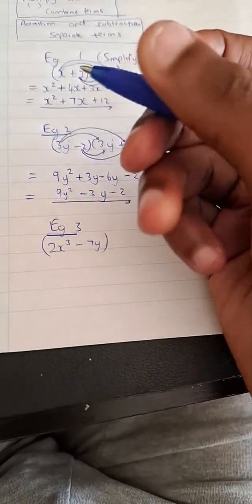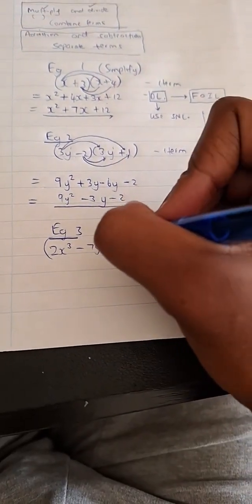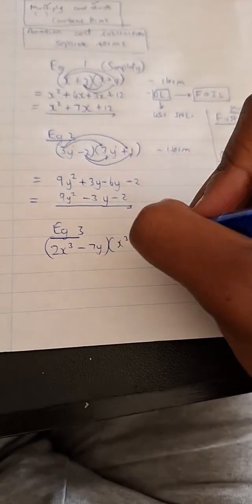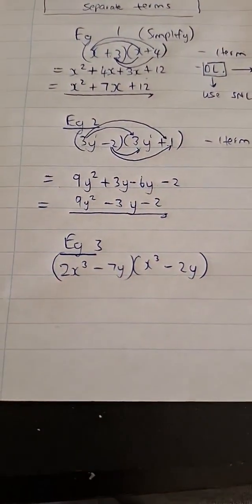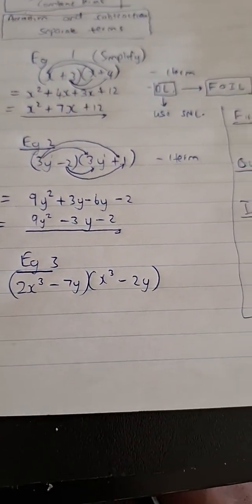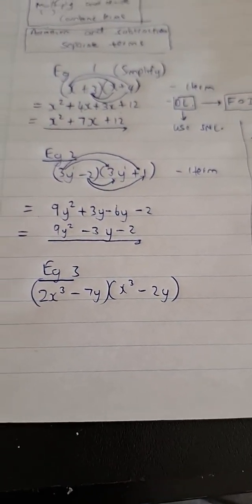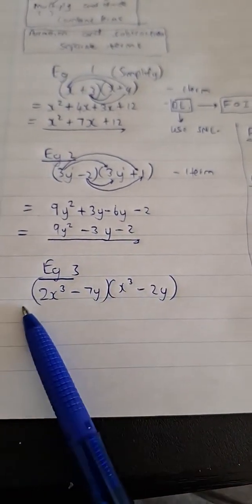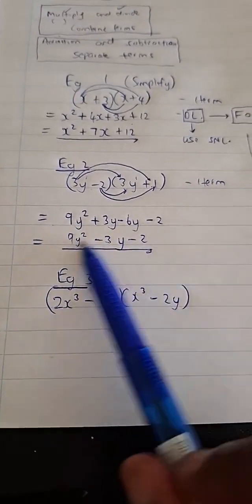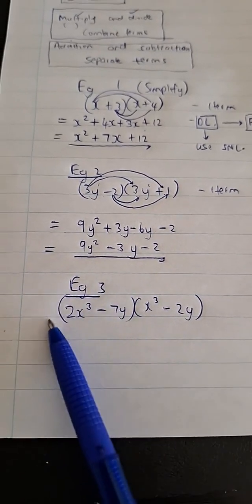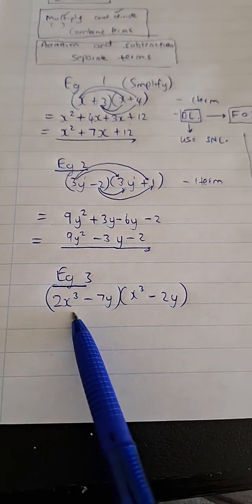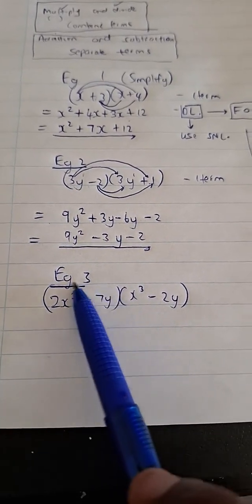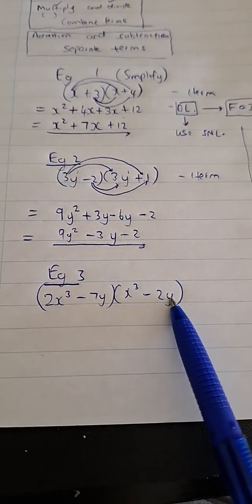2x to the power 3 minus 7y into x to the power 3 minus 2y. Okay. What about this one? So first and foremost, how many terms are in the expression? There's one term. If we look at each individual bracket, inside each bracket, how many terms? There's 2 here, there's 2 there.